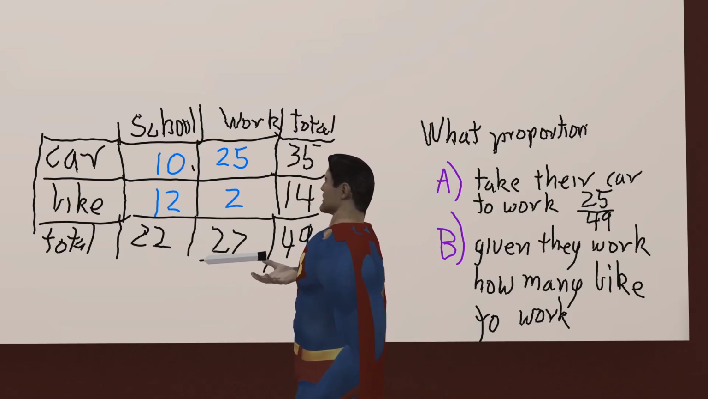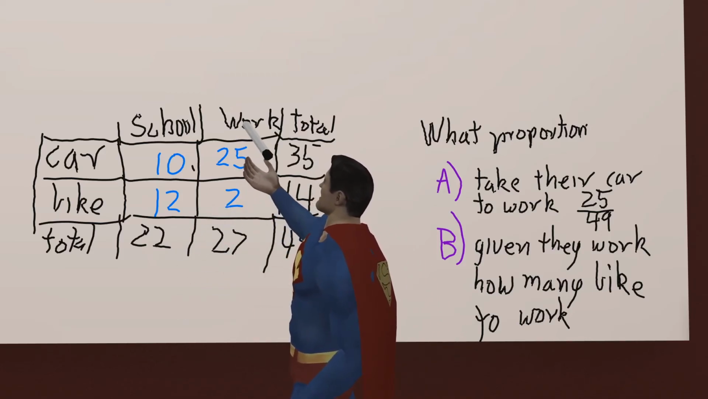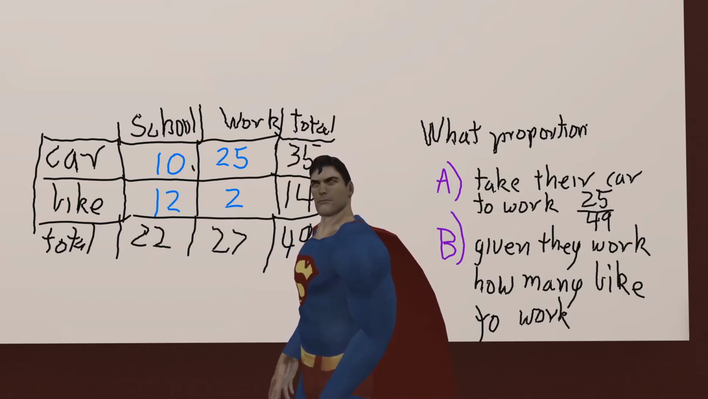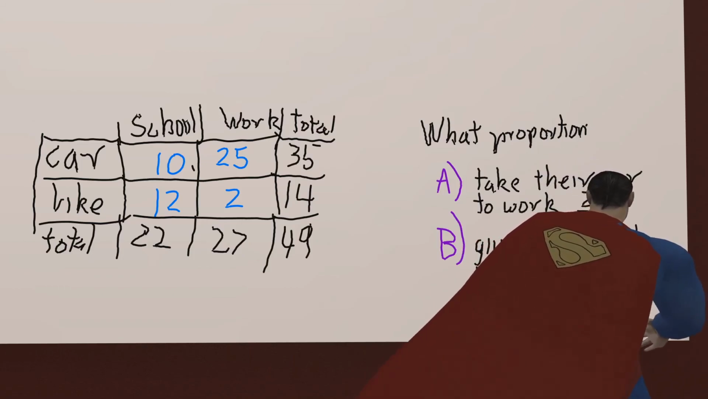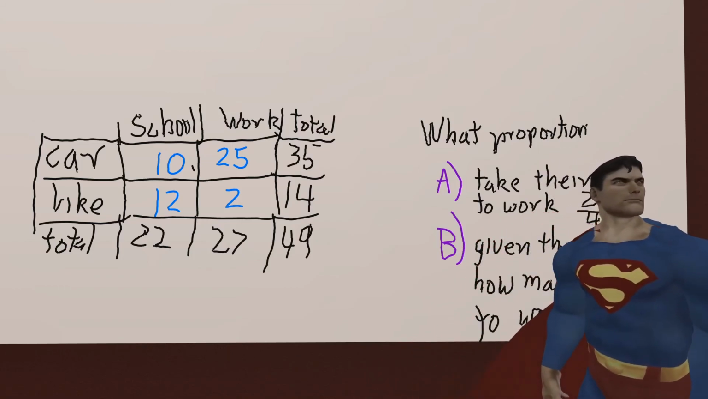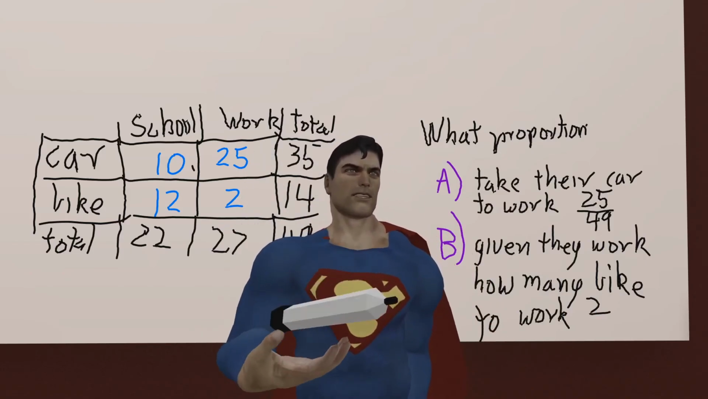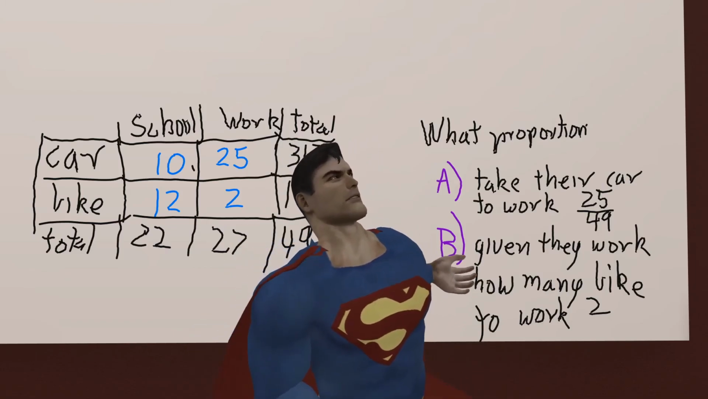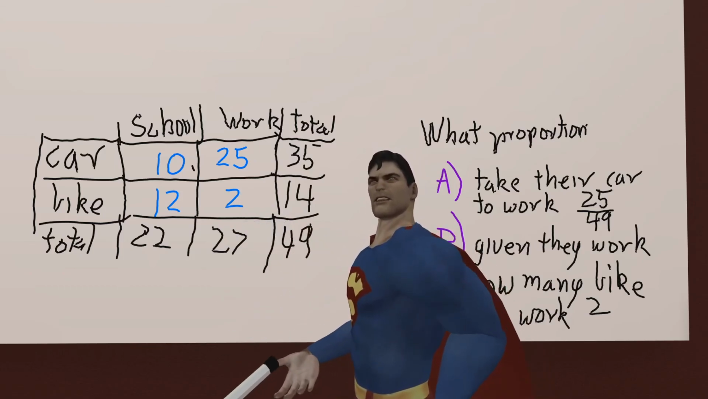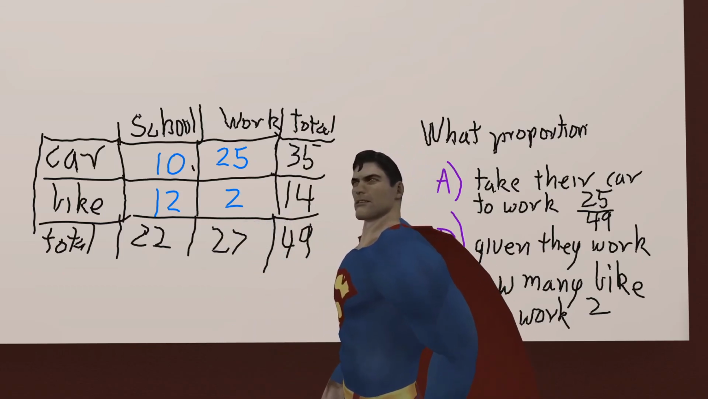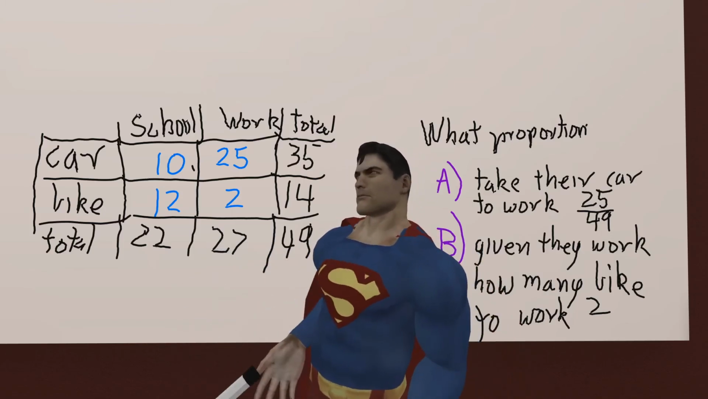So how many people bike to work? Well, hopefully it's starting to be a bit easier, and you can see that 2 people bike to work. So let's write that over here. So we have our 2. Now, this is out of how many people that go to work. So the number of people that work is 27. So the proportion or the fraction would be 2 out of 27.